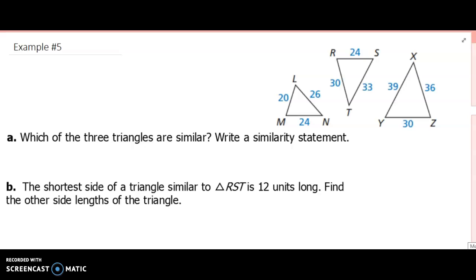All right, I want you to try to do this last example here on your own. We've pretty much gone over all of these, and then we'll go over them together.